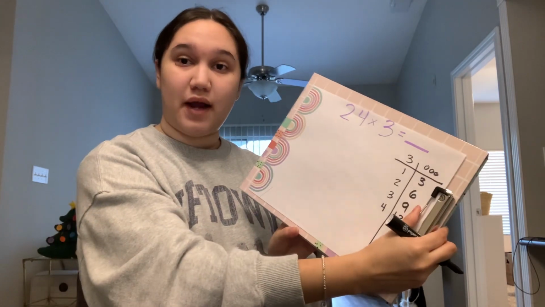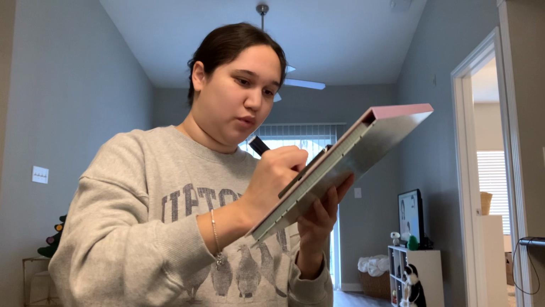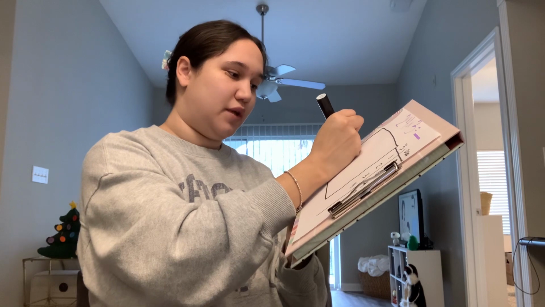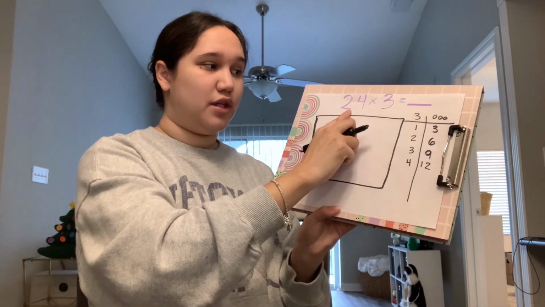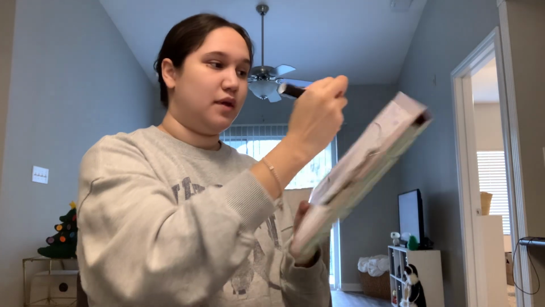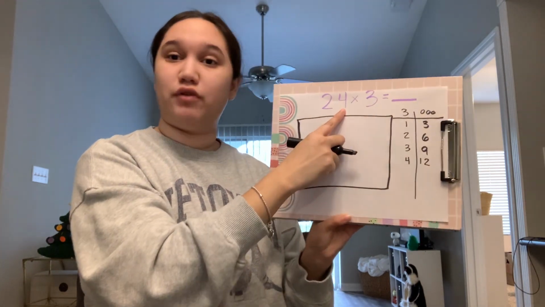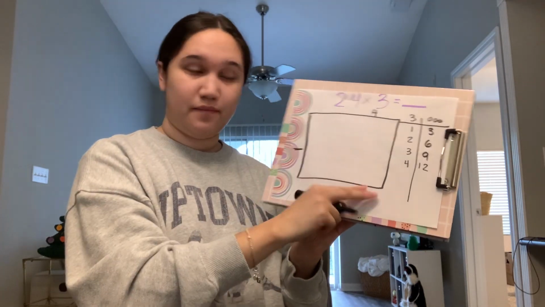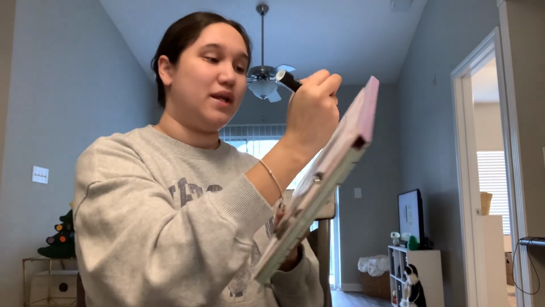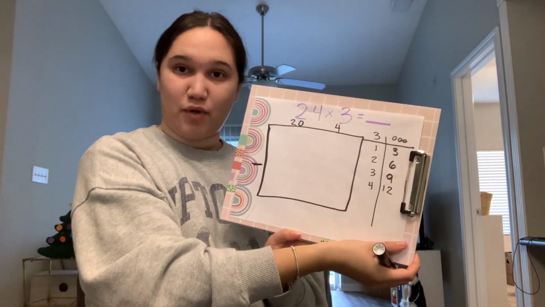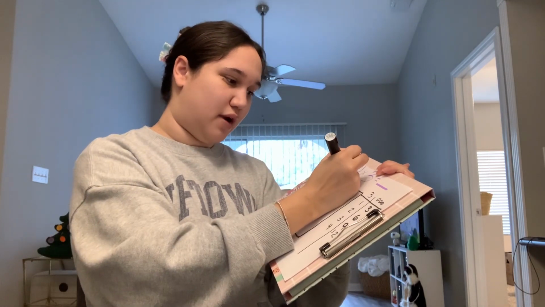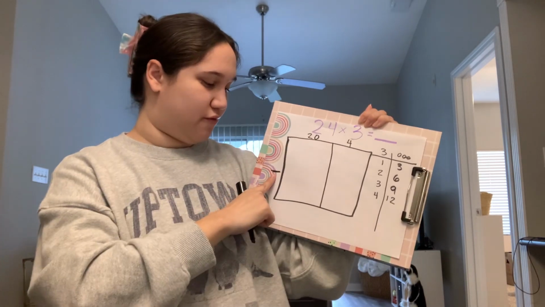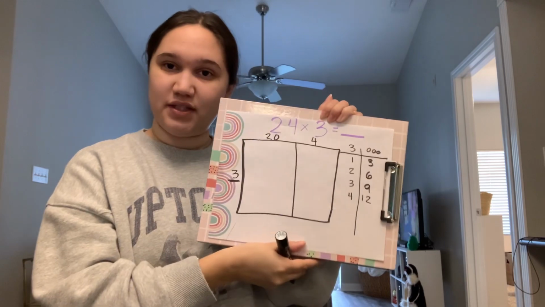So then we will set up our area model. We need a rectangle, and we are going to be breaking up the 24. What I mean by that is, what does the 4 represent? In the 1's place, that will represent a 4. The 2 will represent a 20. That's what I mean by breaking it up. We will draw a line right down the middle, just like that. And then whatever we are multiplying by will go over here. So our 3, just like that.